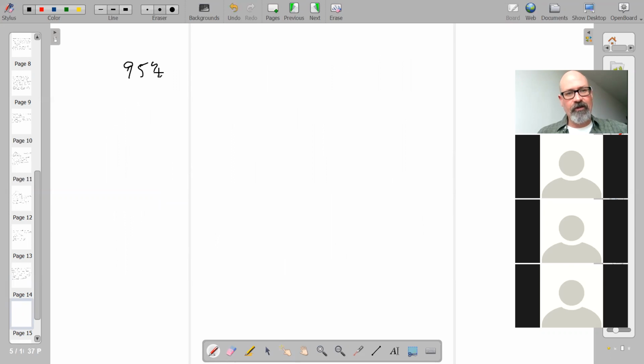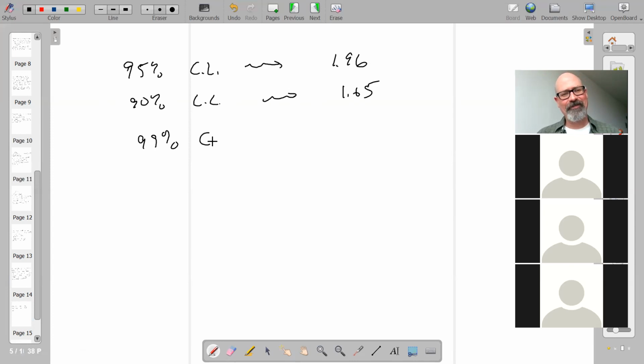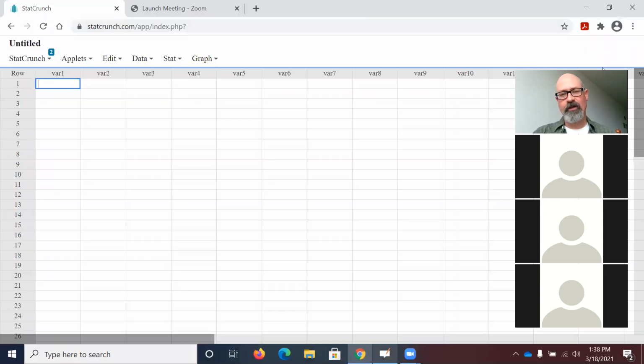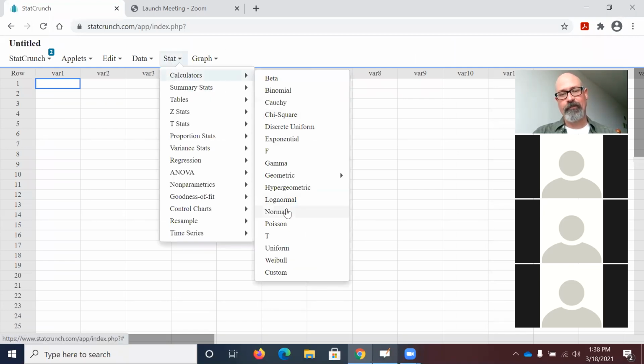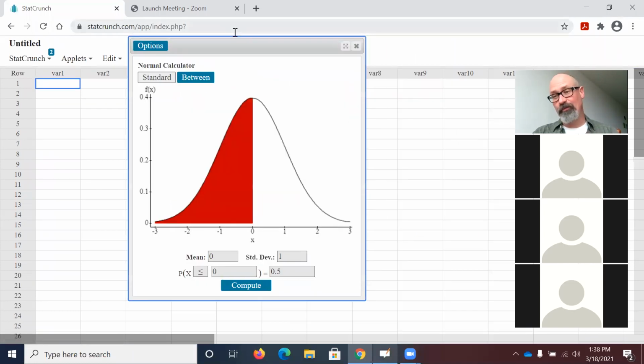A 95% confidence level tends to be associated with a value of Z star of 1.96. I think we're using 2, it's about the same. For a 90% confidence level, from memory, I think that's about 1.65. I don't actually remember offhand, somewhat embarrassingly, what a 99% confidence level is. So it's 1.96 sigma p hat, 1.65 sigma p hat. Let me compute it real quick using StatCrunch. In order to figure out what the Z star should be, just go to Stat, Calculator, Normal, and you might as well just use the standard normal distribution to work this out.